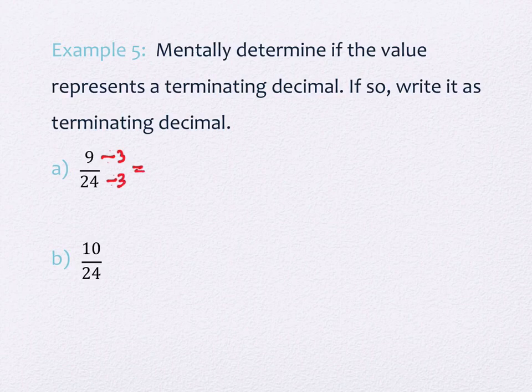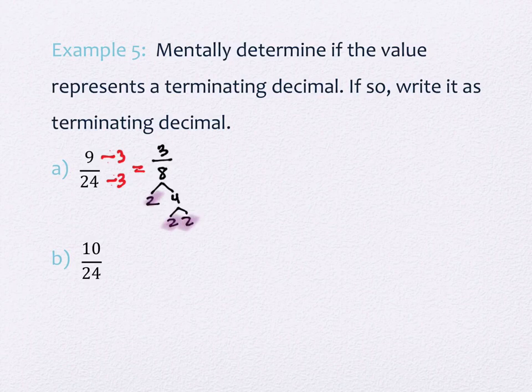All right, so 9 divided by 3 is 3, and 24 divided by 3 is 8. Is it in simplest form now? Yes. So at this point, we would take the 8 and we have factored. 8 factors how? 2 and 4, and then 4 factors as 2 and 2. So my factorization of my simplified denominator is 2 times 2 times 2.